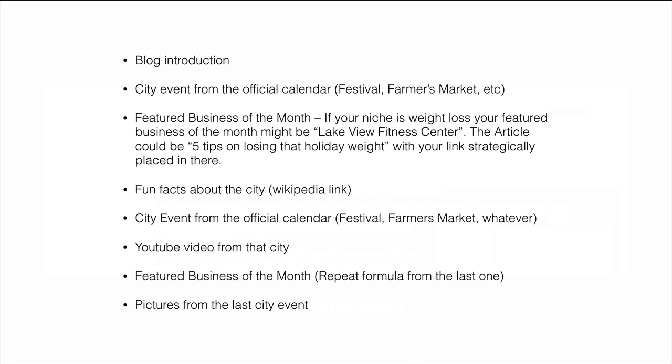We can do standard information posts. So the domain we had was springfieldmoms.com, and we could make a post like this one. This example here says 5 tips on losing that holiday weight, and you can do it in a very, very clever way, because if it's within that area, obviously you can specifically mention the gym or the fitness center within that area, if your client or your money site is related to the area.